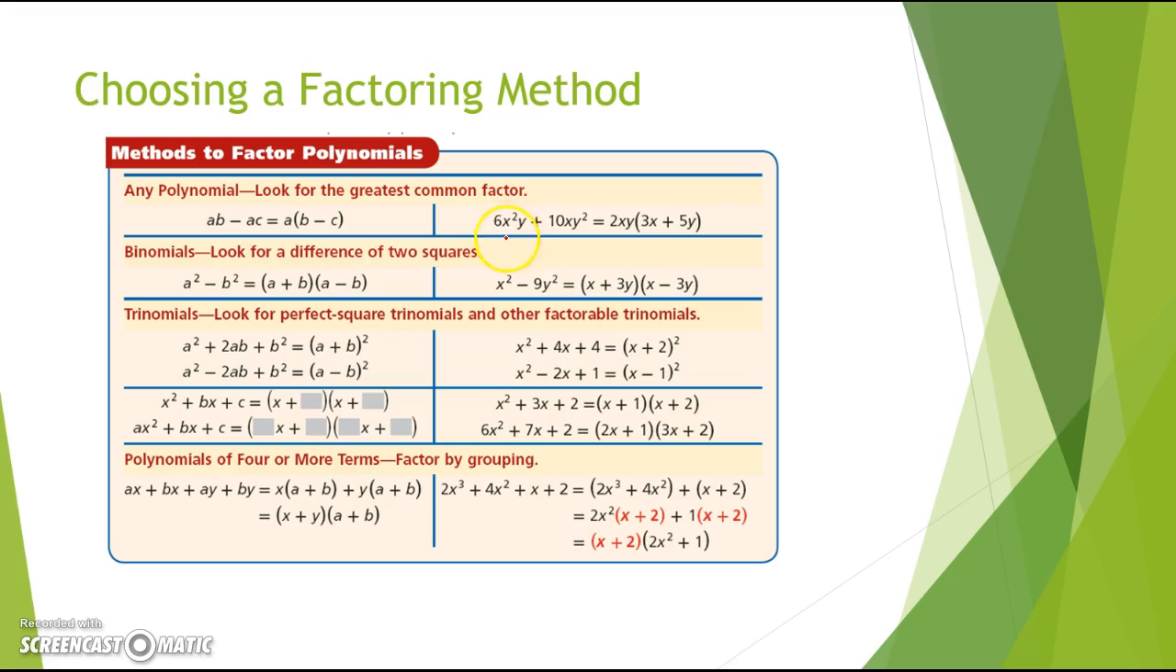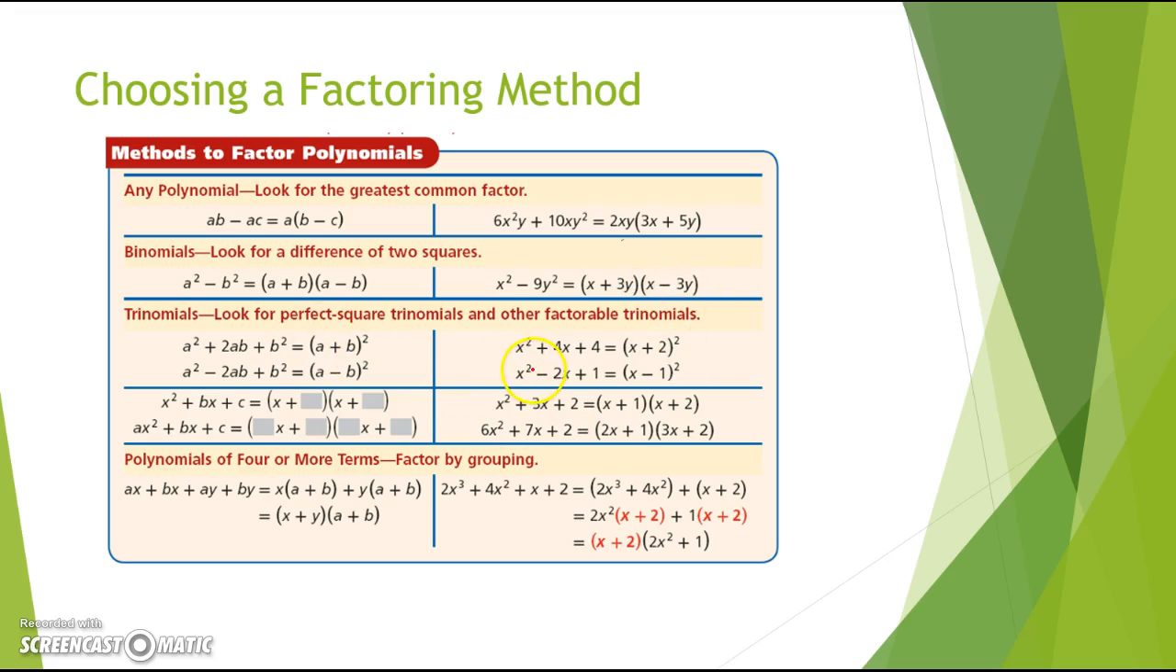So you have here 6x squared y plus 10x squared y squared. You're going to pull out 2xy. That's your greatest common factor for this. For the binomials, looking at the difference of two squares, remember you have a squared minus b squared. So with your parentheses, you'd set that up a plus b, a minus b. Giving you numbers here, you have x squared minus 9y squared. So when we factor that out, that would be x plus 3y, x minus 3y.